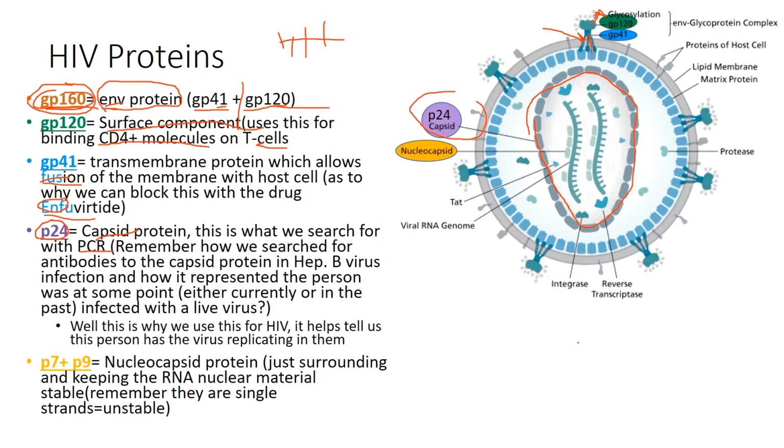And so we want to see if the cells are actually producing this. We can also find antibodies against this, and this is something that tells us pretty much this person is infected with HIV. This is our confirmation test. So that's why we look for that guy.